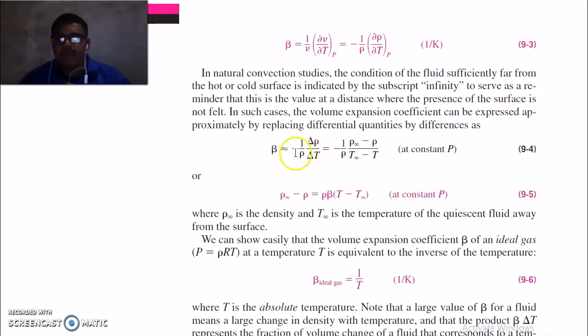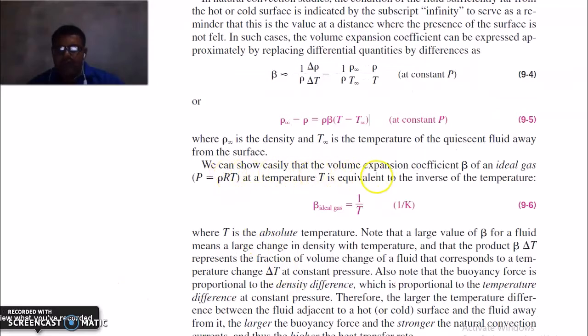So you can replace it, write as minus 1 by density del rho by del T, where del rho is the density difference, which is equal to minus 1 by density into density infinity, which is the fluid very far away from the hot surface. This is the density of the fluid which is very near to the hot or cold surface. This is temperature infinity of the fluid far away from the surface. This is temperature of the surface. Now this condition is at constant pressure. On rearranging you will get this relation. Now this is the desired relation of density difference in terms of temperature difference.